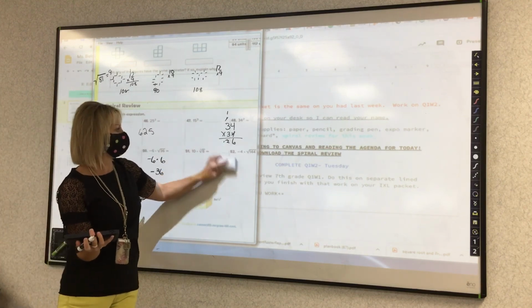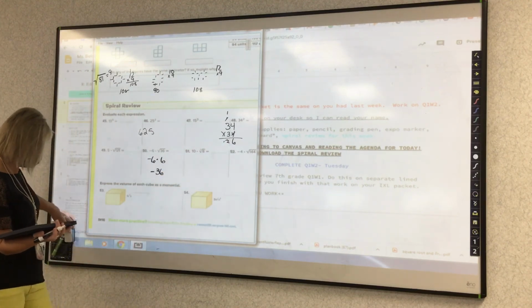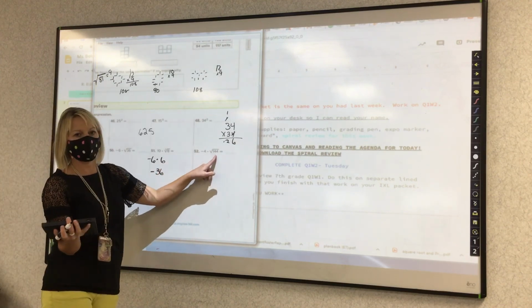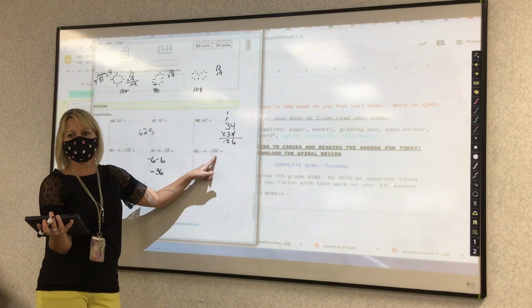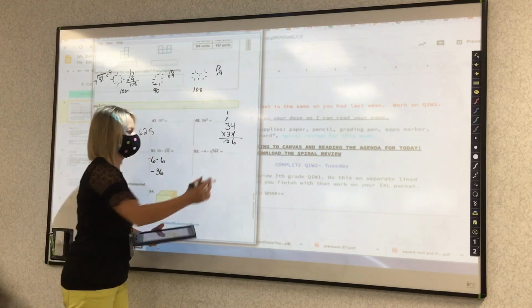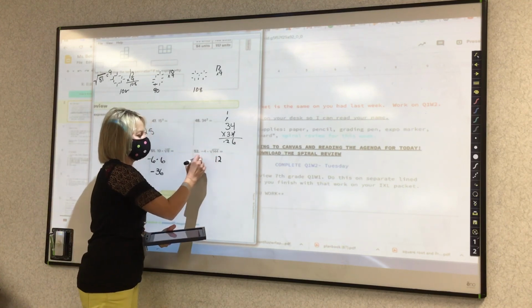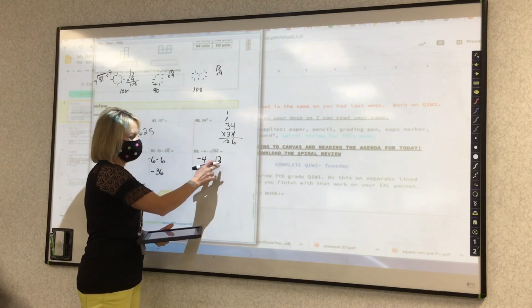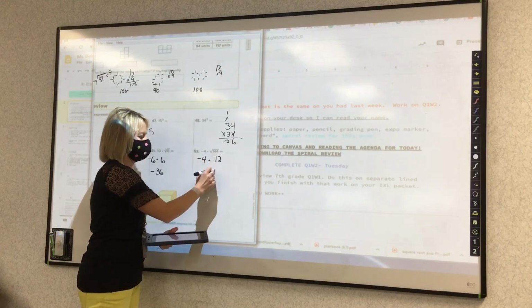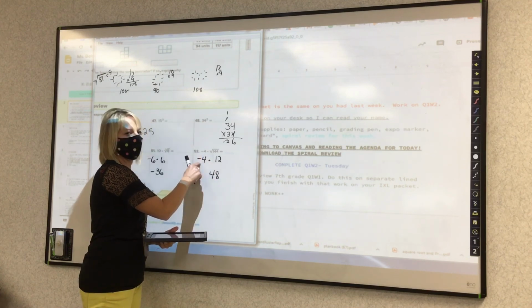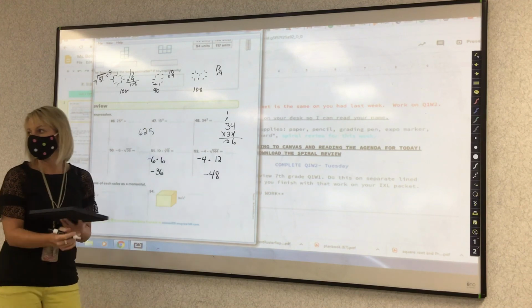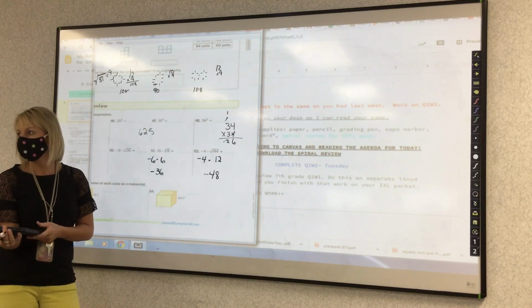Let's go to 52. The square root of 144. Do that first. What's the square root of 144? 12. So then you have a negative 4 times 12. 4 times 12 is 48. A negative times a positive makes it a negative. Oh, I know why I did that.